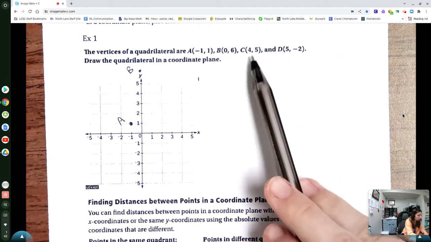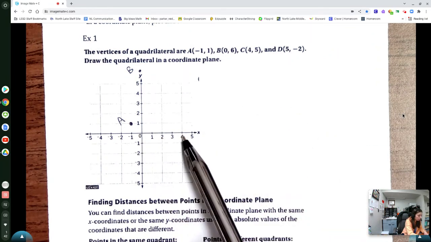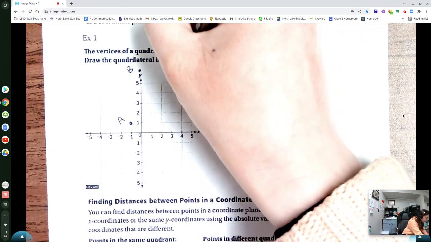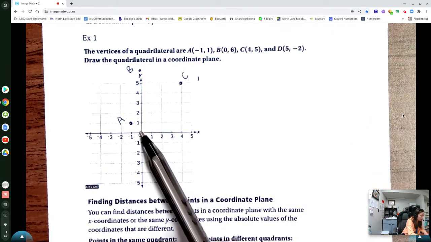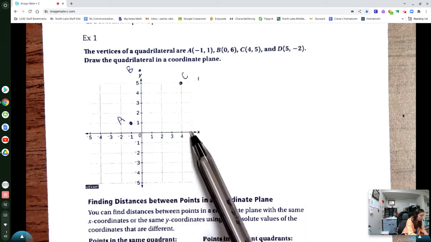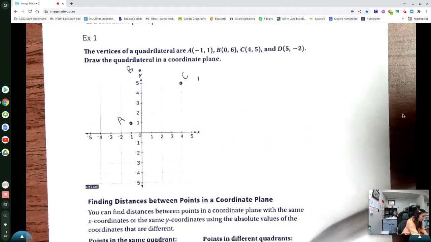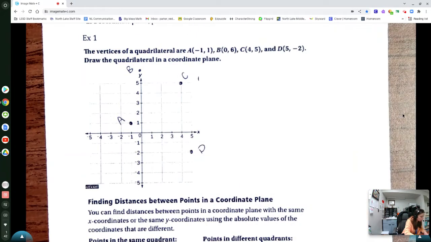Point C, we're going to start at the origin. We are going to walk 4 to the right because x is positive 4, and we're going to take an elevator up 5 because y is positive 5. That's point C. And finally, point D, we're going to start at the origin. We're going to walk 5 to the right because x is positive 5, and we're going to take an elevator down 2 because y is negative 2. So those are my 4 vertices of the quadrilateral.